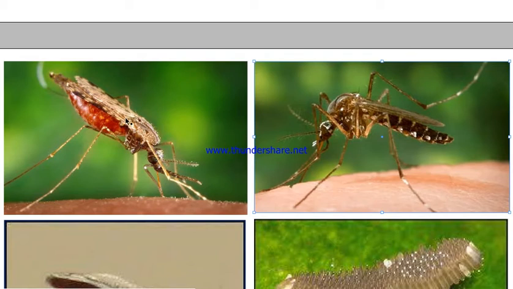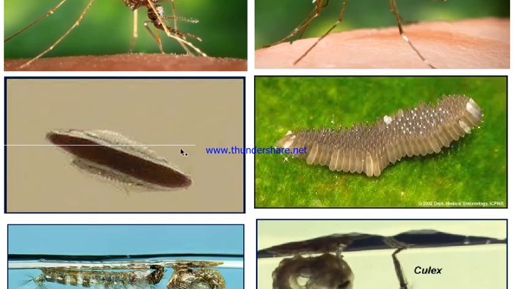And you see Anopheles mosquitoes, their wings have black spots, but Culex mosquito, their wings are plain. And Anopheles mosquitoes cannot fly very long distances, whereas Culex mosquitoes can fly comparatively longer distances. Okay, and look at the differences between their eggs.